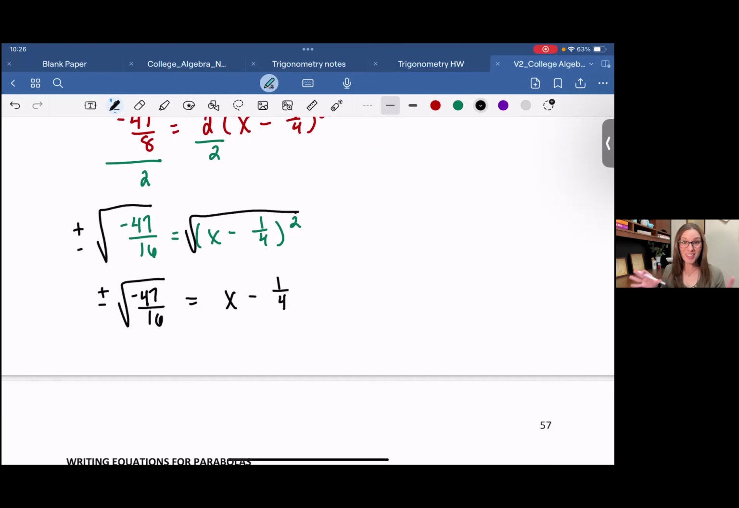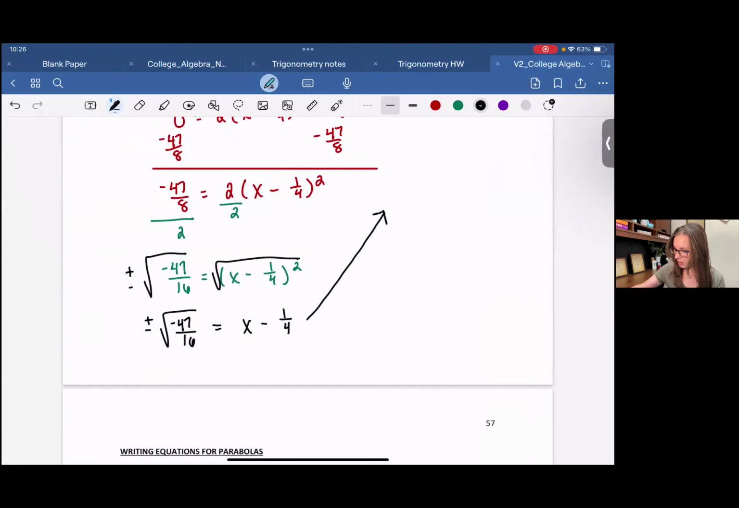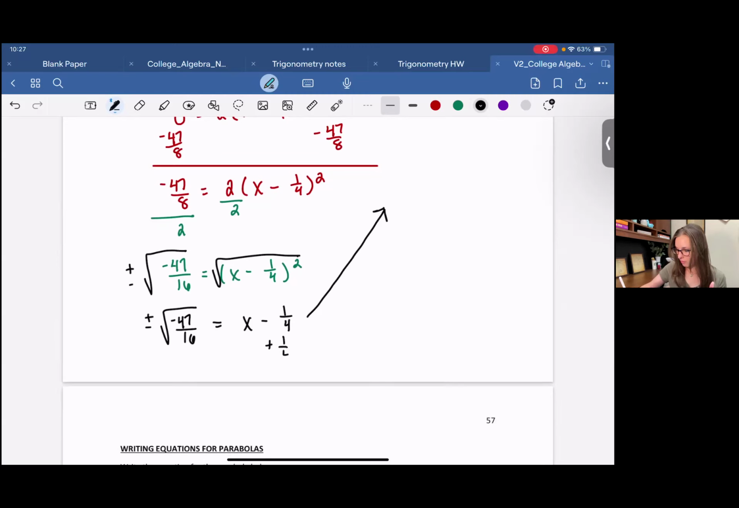So I'm almost done because I've got that x out of the parentheses, and now I just need to isolate it further. I'm still going to run out of room, even with all this space I gave myself. I'm going to go up here. Sorry about that. All I have to do now is add a fourth. So I've got positive 1/4 plus or minus square root negative 47 over square root 16. I kind of jumped a step here, so I'm going to erase that and rewrite it for you. Negative 47 over 16 equals x.